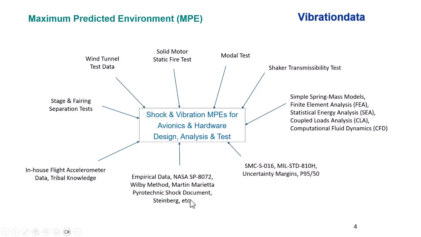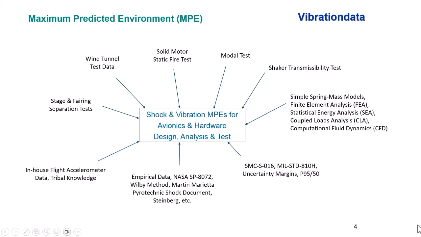At the bottom, we heavily draw on empirical data: NASA SP-8072 for liftoff acoustics, the Wilby method for transonic and max Q, the Martin Marietta document for pyrotechnic shock source levels and propagations, the Steinberg references, as well as a couple dozen others, but those are the main ones to get started. Then off to the left, we've got in-house flight accelerometer data and our tribal knowledge.